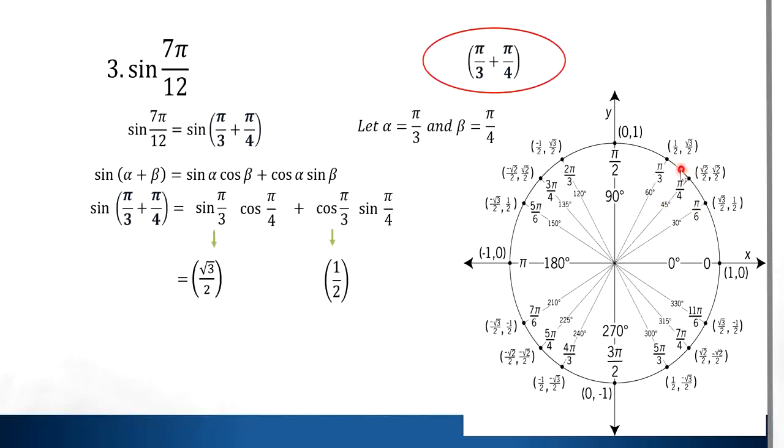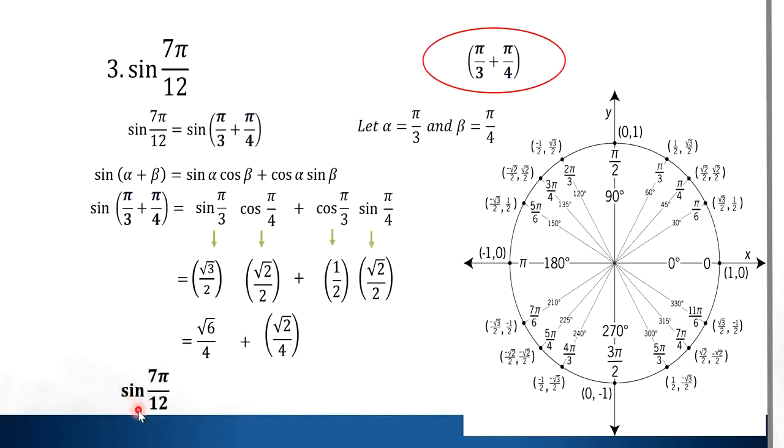Our pi over 4 is here, and this one is our ordered pair. Since both are square root of 2 over 2, meaning our cosine pi over 4 is square root of 2 over 2, while sine pi over 4 is also square root of 2 over 2. And simply copy the plus sign. And let's simplify now. Square root of 3 over 2 times square root of 2 over 2, that is equal to square root of 6 over 4. Copy the plus sign. 1/2 times square root of 2 over 2, it will result to square root of 2 over 4. And this one is a similar fraction. So the exact value now of sine 7 pi over 12 is equal to square root of 6 plus square root of 2 all over 4.